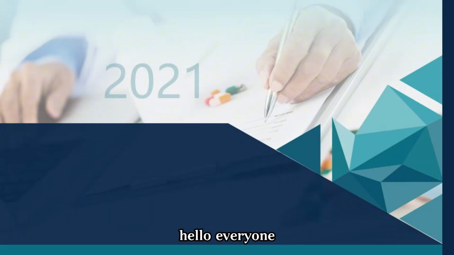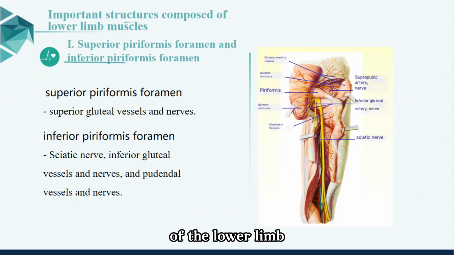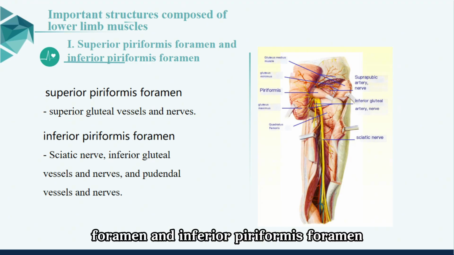Hello, everyone. Today we will learn about the regional structures of the lower limb. Superior piriformis foramen and inferior piriformis foramen.